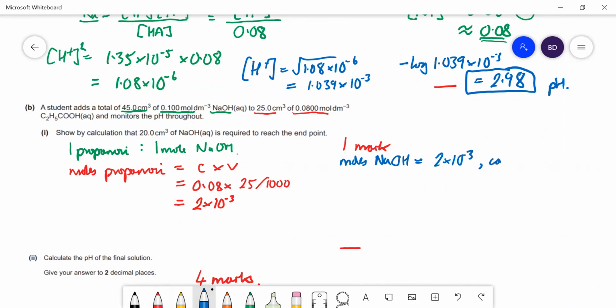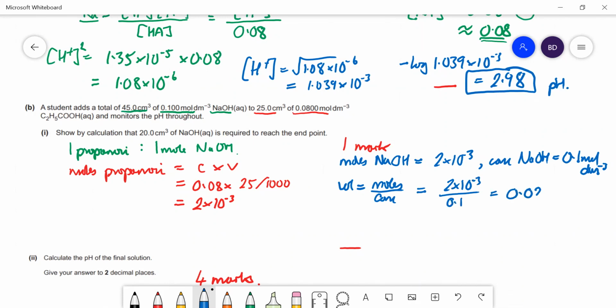The concentration of the NaOH, they tell us, is 0.1 mole per decimeter cubed. And we have to work out what volume we need. Well, volume is equal to the moles divided by the concentration. We've just rearranged that equation there. So the moles is 2 times 10 to the minus 3. The concentration is 0.1, which gives us 0.02 dm cubed. Convert to centimeters cubed by times by 1,000. That's equal to 20.0 centimeters cubed. So that's that bit done there.